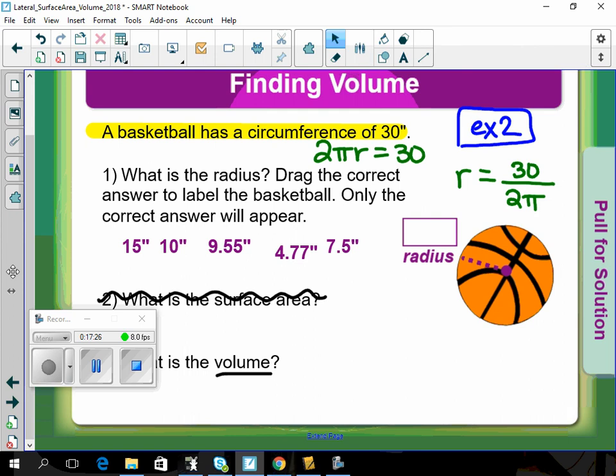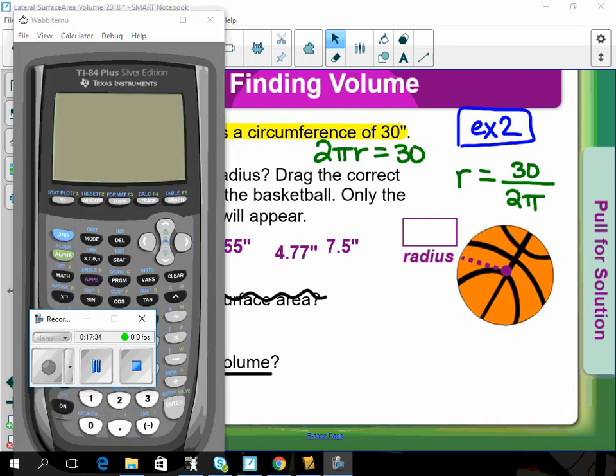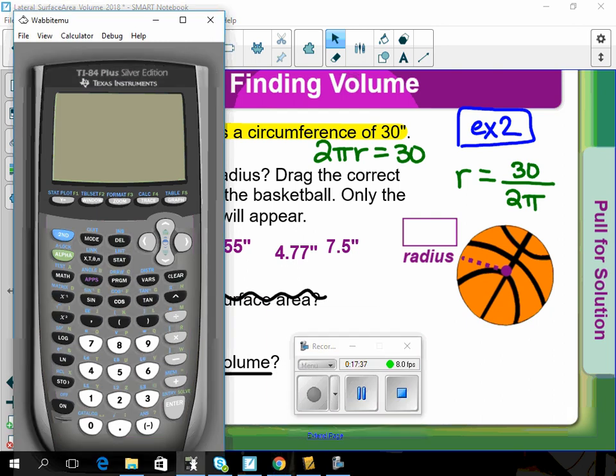So we have to be very careful about how you type this into your calculator, because this is the most common mistake that I see. The most common mistake is typing 30 divided by 2 pi in a line, and that is incorrect. Because the calculator does order of operations, it's only going to divide by 2 and then multiply by pi. So if you wanted to do it this way, you would have to insert parentheses.